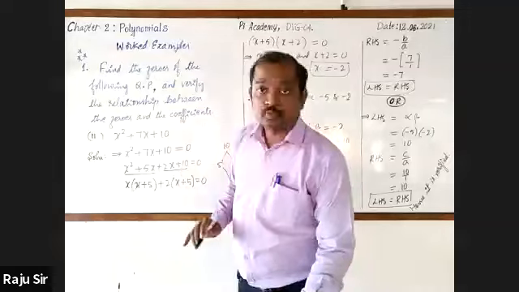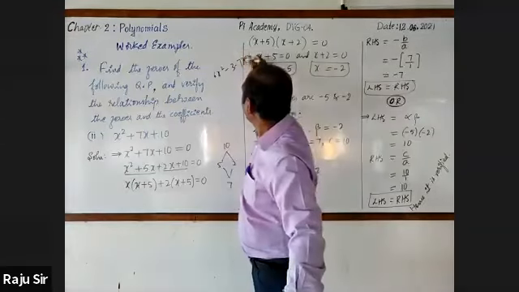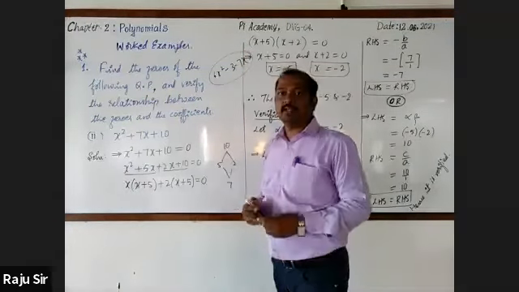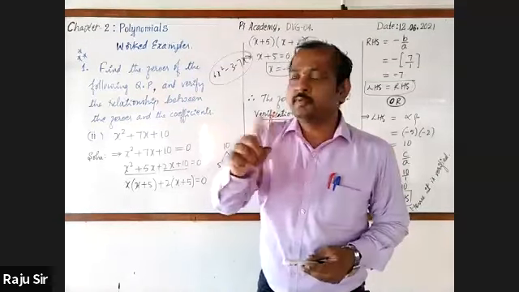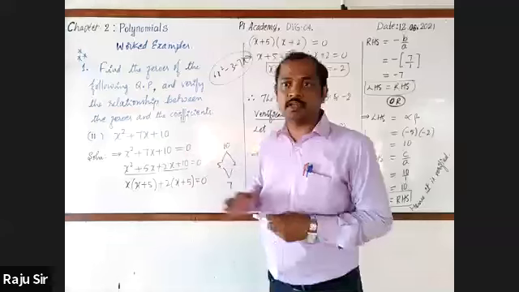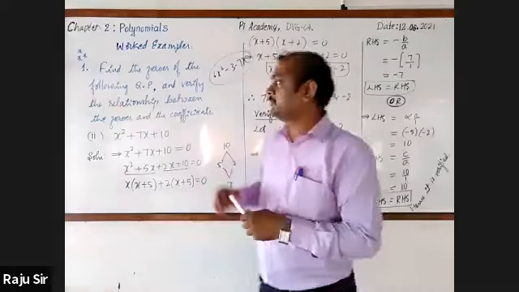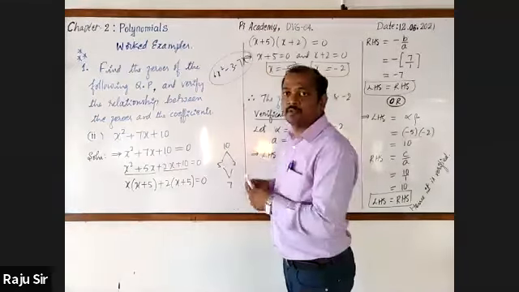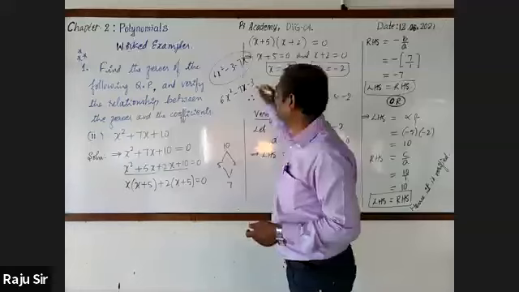Just don't try, just observe. Here, 6x square minus 3 minus 7x. This is the given polynomial. We have to find the zeros and verify the relationship. What is the first step to be followed? Please convert to standard form. Standard form is very important, it should be written in standard form. Actually, it is not in standard form. It can be written as 6x square minus 7x minus 3.